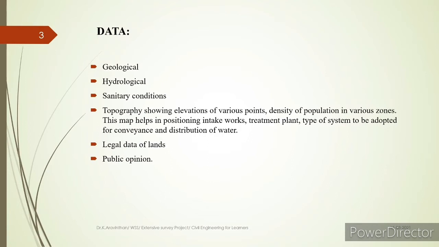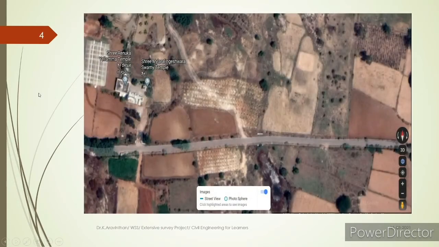After getting the contour with the map, you will be able to locate the treatment plant and the water tank easily. And legal data of land and public opinion is also essential. In this area, you will be conducting the new tank project or restoration tank project, and the people will be living in the adjacent area. So you have to locate an intake structure here.